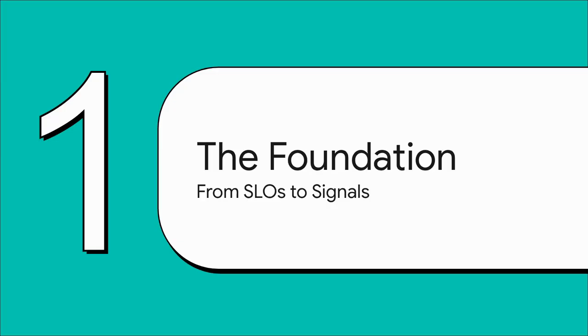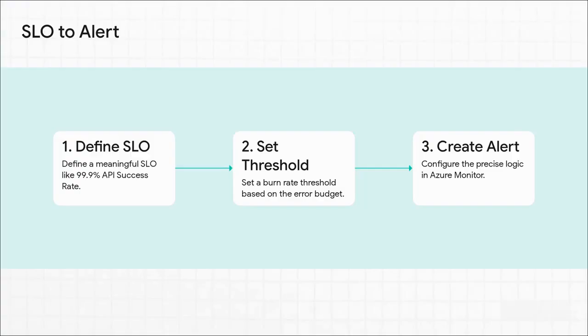All right, so with that foundation in place, let's look at the very first phase of our incident lifecycle. This is all the proactive setup, the stuff you do before anything goes wrong. We're going to move from our defined SLOs to creating actionable signals. And this is how you do it. It's a pretty simple 3-step translation.